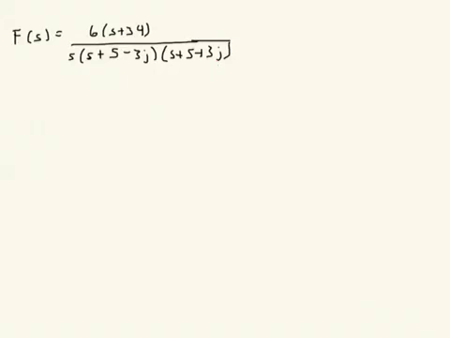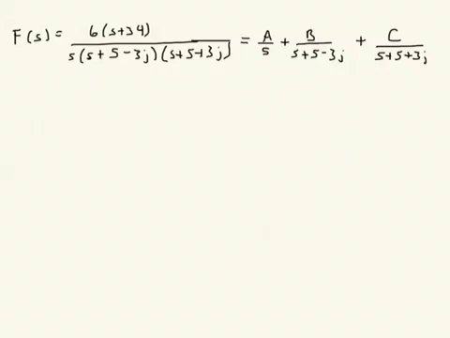So now I can use partial fraction expansion and rewrite F(s) as A over s, plus B over (s plus 5 minus 3j), plus C over (s plus 5 plus 3j). These are all single, non-repeated roots, so I can just write A over the first pole, B over the second pole, C over the third pole. And then all I have to do is solve for the A, B, and C coefficients.